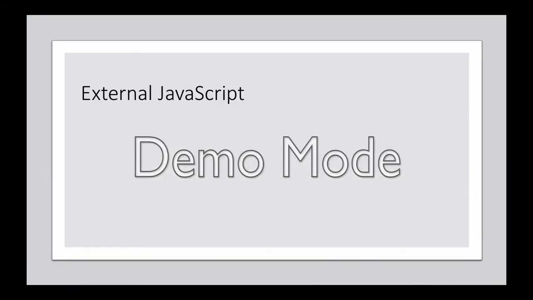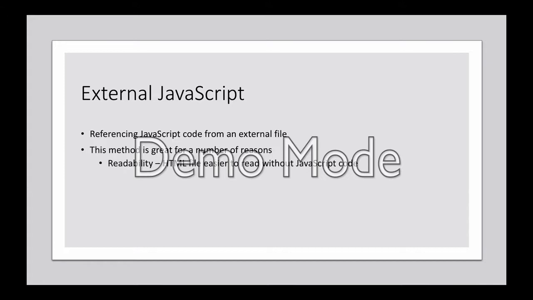Next up, let's look at external JavaScript. External JavaScript is simply referencing JavaScript code from an external file. This method is great for a number of reasons. It's great for readability. So if we have HTML code in one file and JavaScript code in another file, our HTML file becomes a lot easier to read, and it's not dirtied with JavaScript code and CSS tags and the whole lot.